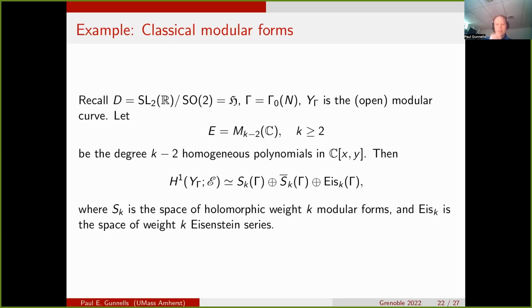So here's an example, which again, I think many have seen, probably everybody, but I want to just talk about it. So in the case of classical modular forms, which sort of motivates this whole story, the symmetric space SL2R over SO2R is the upper half plane. Our group gamma is the Hecke congruence subgroup of things that are upper triangular mod n. And then the quotient Y gamma is the open modular curve. So in this case, we're going to let E be the degree K minus 2 homogeneous polynomials with complex coefficients.